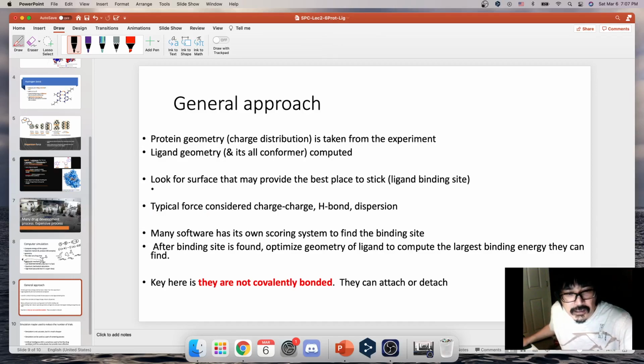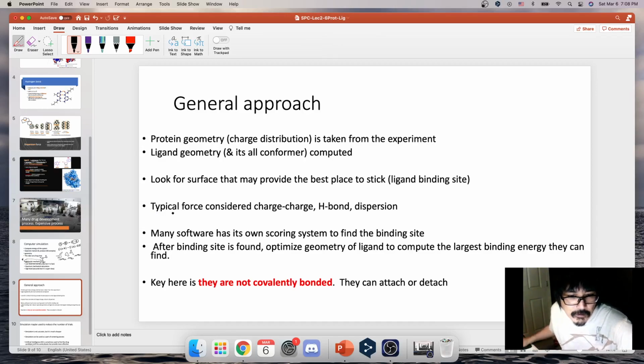And then the next step is trying to find the protein ligand docking site, right? So look for the surface. It depends on the ligand too, but you write a computer code that looks for the surface that may provide the best place to stick the ligand. That's called the ligand binding site. So all you're looking for is the place where the ligand may bind.